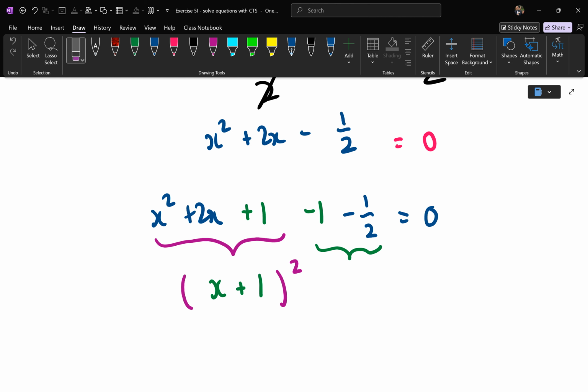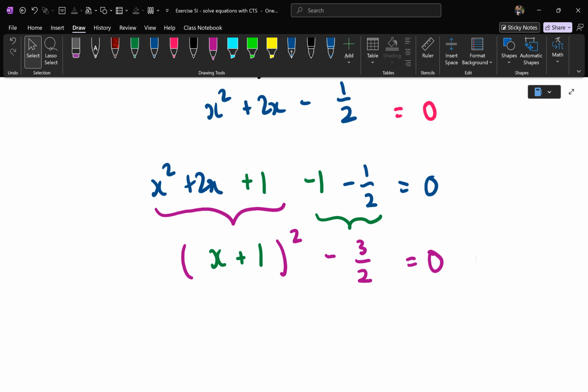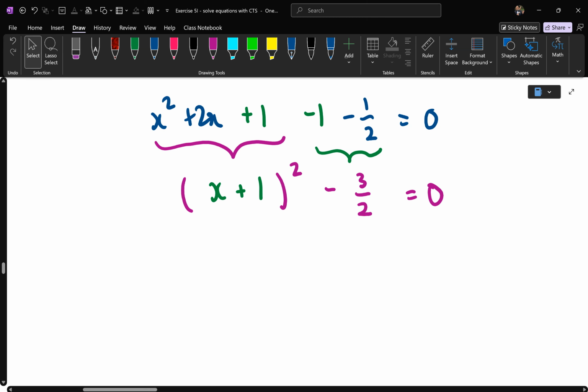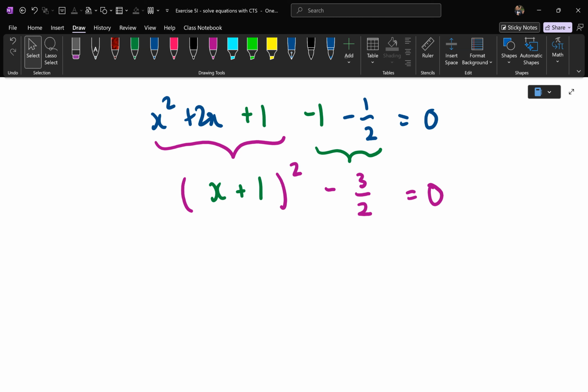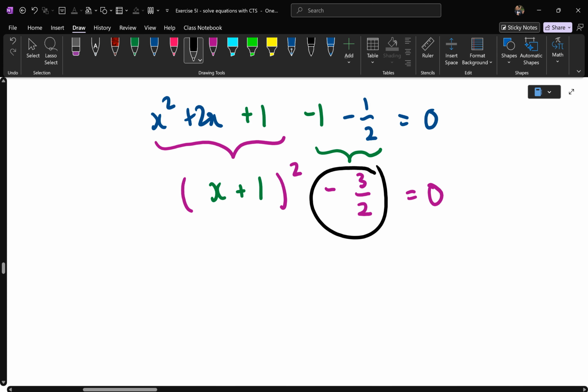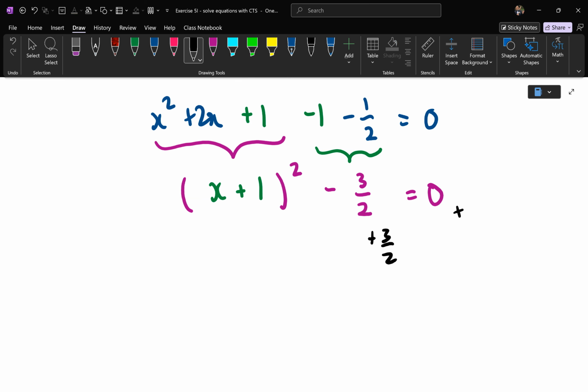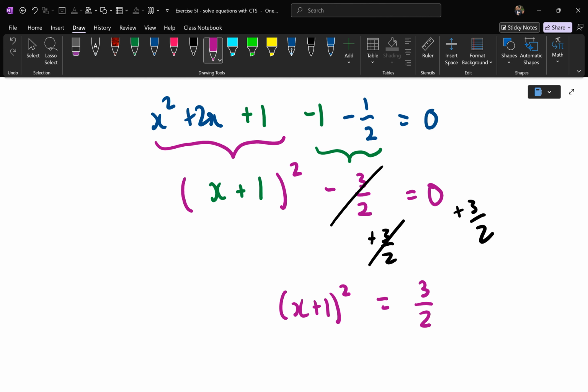I'll do it in purple, actually. Minus 3 over 2. And it's equal to 0. Again, up to the step: difference of perfect squares, or you can use inverse operations. I prefer inverse operations. So here I would say that's a minus 3 over 2. Instead of minusing 3 over 2, add 3 on 2 on both sides. Negative 3 on 2 plus 3 on 2 cancels out. You're then left with x plus 1 squared is equal to 3 on 2.